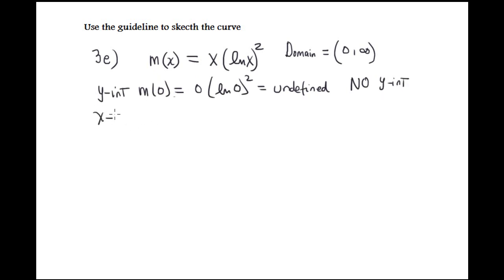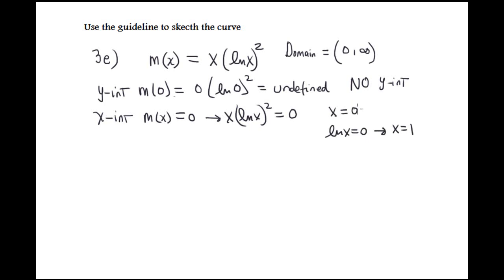Okay, the x-intercept: the function equal to zero. Solve this equation: is x times (ln x)^2 equal to zero? The only possibility for a product to be zero is when a factor is zero, so we have two possibilities: x equals zero and ln x equals zero. That is equivalent to saying x equals one. x equals zero, no, we saw before. x equals one, yes. x equals one is the only x-intercept we have. We have the intercept (1,0).